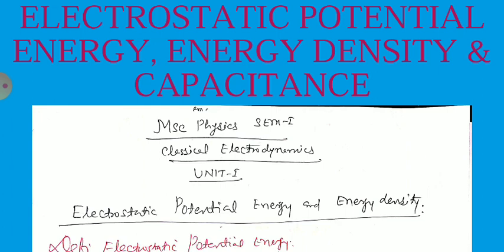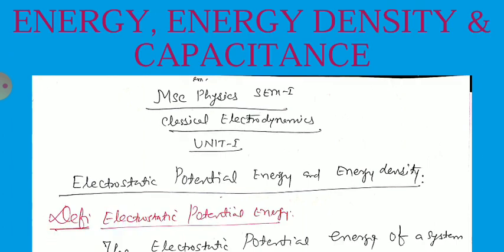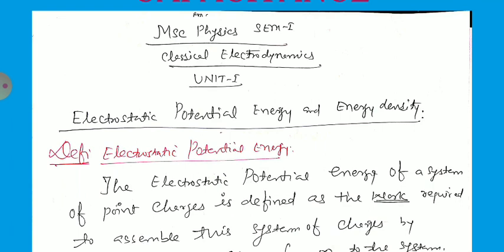Today we will discuss MSc Physics, semester first, classical electrodynamics, unit first. Today we will discuss three important topics. Number one, the electrostatic potential energy. Second, the energy density, and third, the capacitance. This is only an upgradation of the UG class contents. So let us start from the definition of electrostatic potential energy.